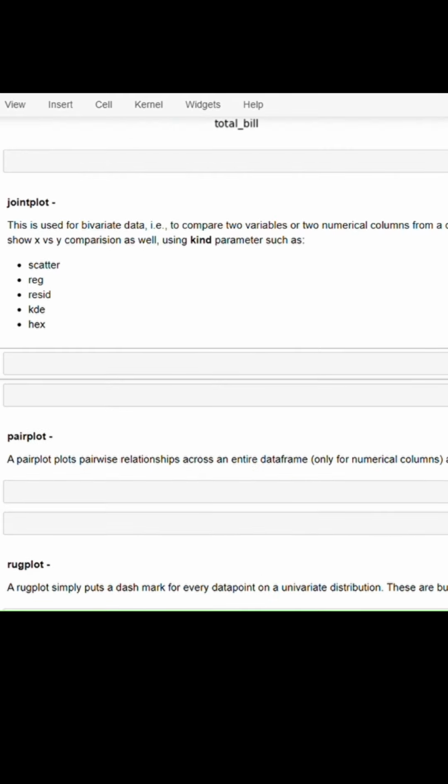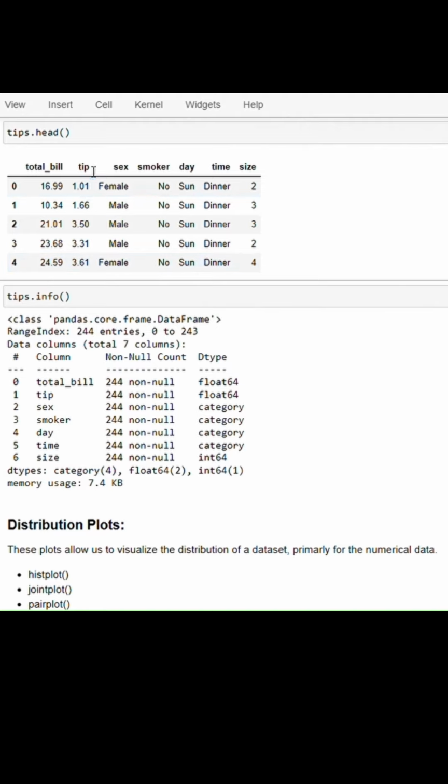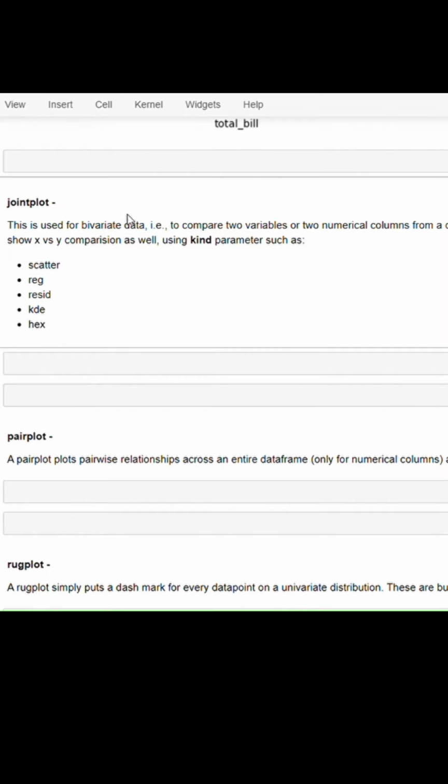We will move to joint plot. Let's say you want to understand the relationship between two different columns. For this data set, we want to know what is the relationship of this tip with the total bill column. So to compare the two data together, we have something called joint plot, which is used for bivariate data, that is to compare two variables or two numerical columns from a data frame.